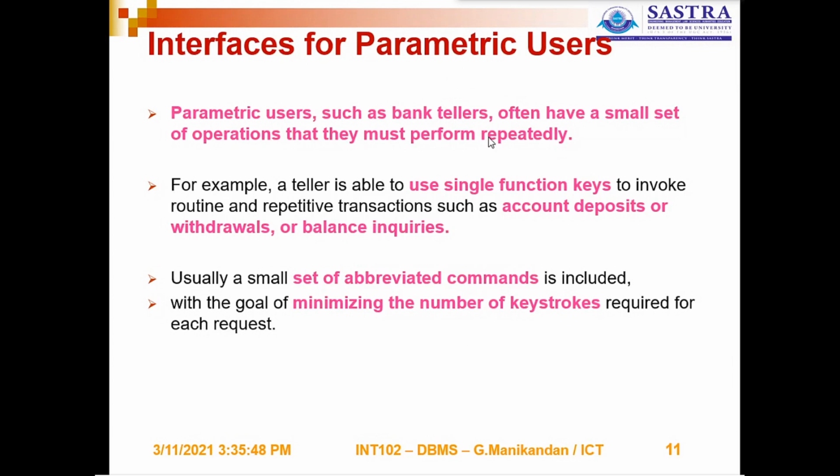One is you can have a program key, or you can have some shortcut command. If you want to check the balance, you can press Ctrl B or Alt B, like that. In this interface, you can provide a sophisticated interface to a particular group of users. This specific interface is only for your parametric users.